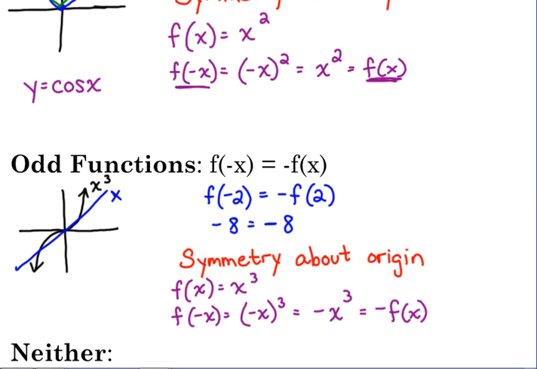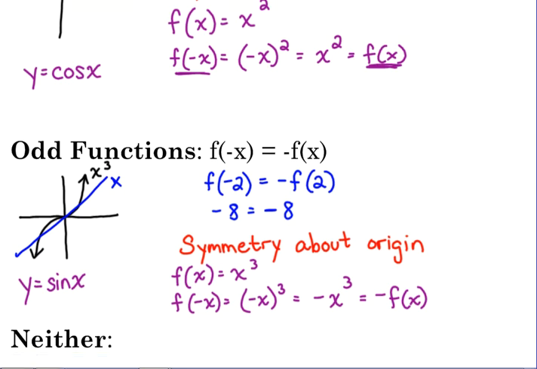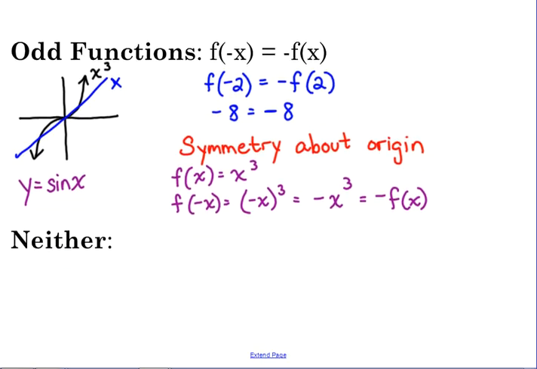Okay, another example of an odd function, sine of x is an odd function. Cosine's even, sine is odd. Now, most functions are neither even nor odd, to be honest. Most functions are neither even nor odd.